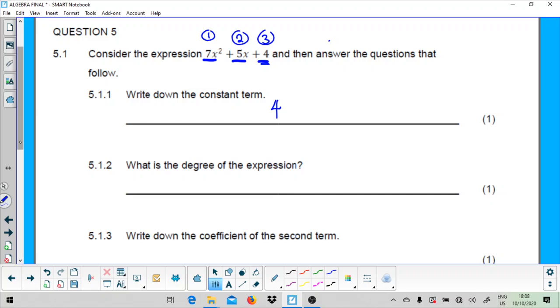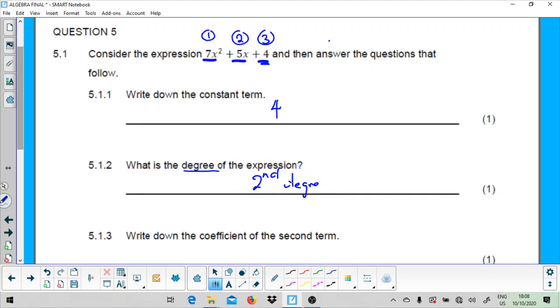So what is the degree of the expression? Right? When we talk about the degree, like I've already indicated, it is the highest power in the algebraic expression that you have. So in this situation, the highest power of the variable is 2. So in this situation, it is the second degree.